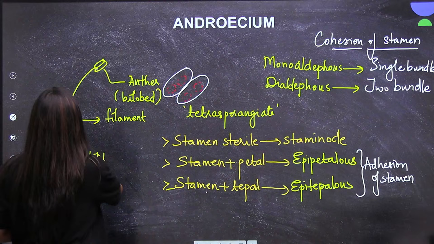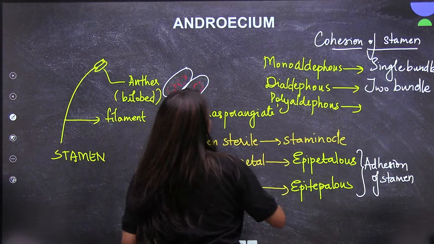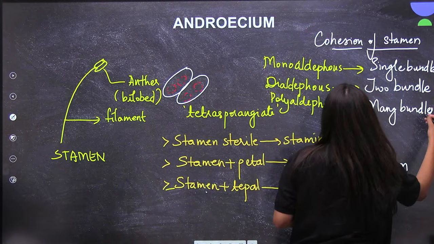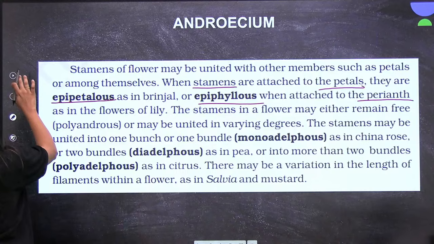Many bundles, polyadelphous, okay? Many bundles. Clear to all of you? Yes or no? Clear, right? Yes. Fine? Okay, we will study the examples. Now, I'll show you the image. Okay, look here, students. Can you all see it? One second.